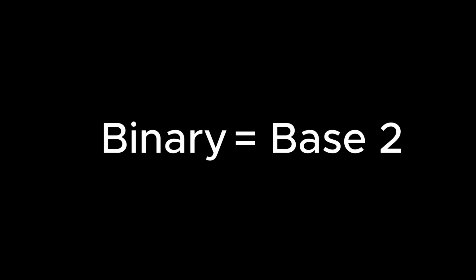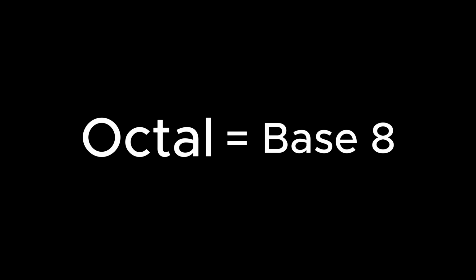So let's start with binary. Binary is base 2. That means there are only two possible digits, 0 and 1. There is no 2-digit in binary. So counting in binary looks like this: 0, 1, 10, 11, 100, and so on. Next is octal. Octal is base 8, so we have 8 digits ranging from 0 to 7. There is no digit 8. After 7 comes 10. Then we have decimal, which is the normal base 10 number system we're already familiar with.